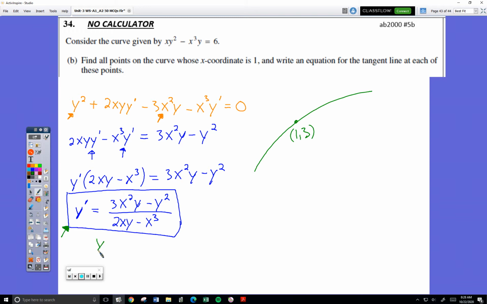So the correct notation is y prime at 1, 3 will equal, and now it's just a matter of plugging in. Make sure you use parentheses in place of all the x and y's. Question. Chance to write that down.